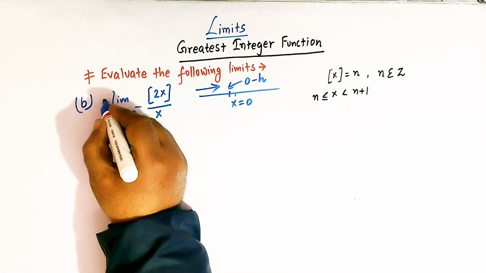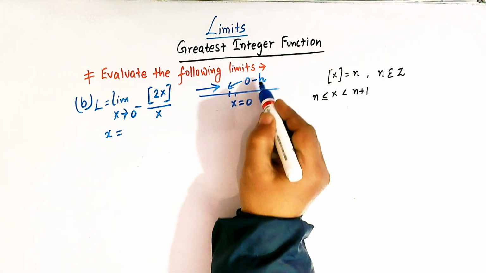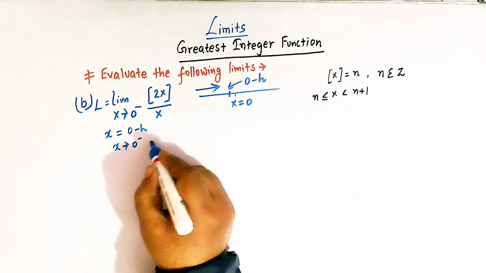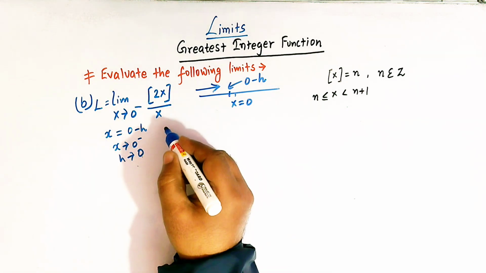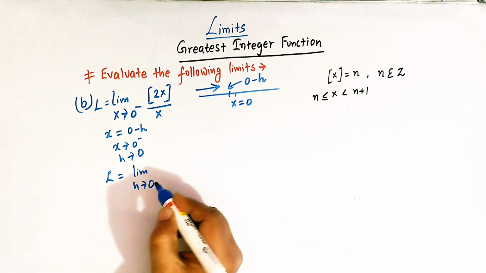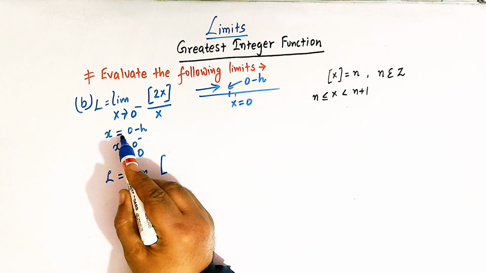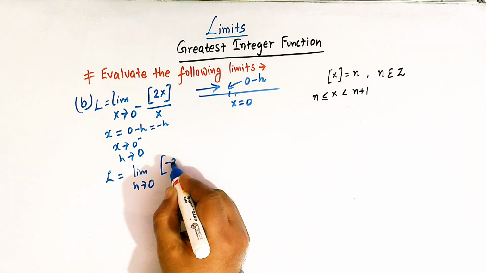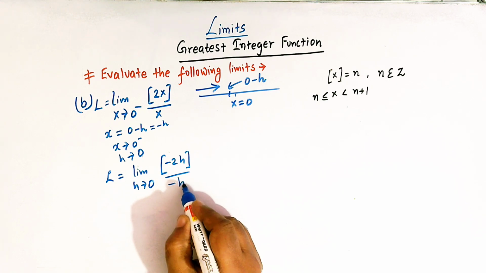Now we'll take this limit as L, and we'll substitute x equal to 0 minus h. When x tends to 0 negative, then h tends to 0. Writing this limit in terms of h, we can write L is equal to limit h tends to 0 of the greatest integer of 2x, where x is 0 minus h, which is simply minus h. So we have minus 2h here, and in the denominator we have negative of h.